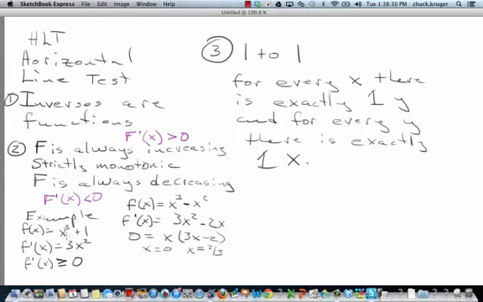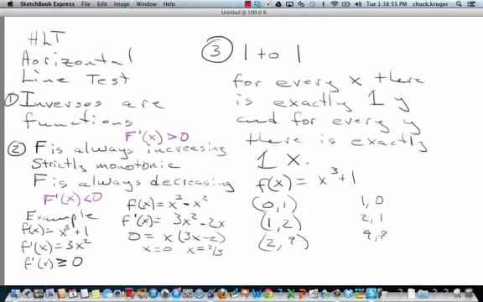And if I take a look at this, if I put values in here, let me go to this one where I had x cubed plus 1. If I put 0 in there, I'll get 1. So this x only has one value. If I put 1 in there, I'll get 2. If I put 2 in there, I'll get 9. Okay, its inverse points are going to be 1, 0, 2, 1, 9, 2.